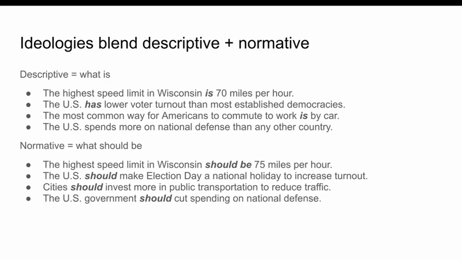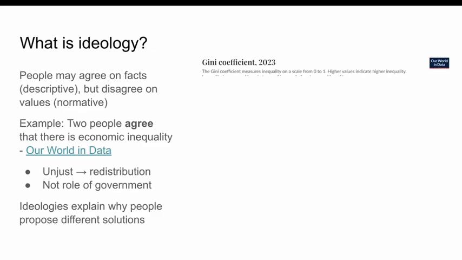And then finally, a normative claim might be that the U.S. government should cut spending on national defense. So here's another example, right? People can agree on facts. We have some descriptive elements of the way that the world works, but they can disagree on what we're supposed to do about those facts.